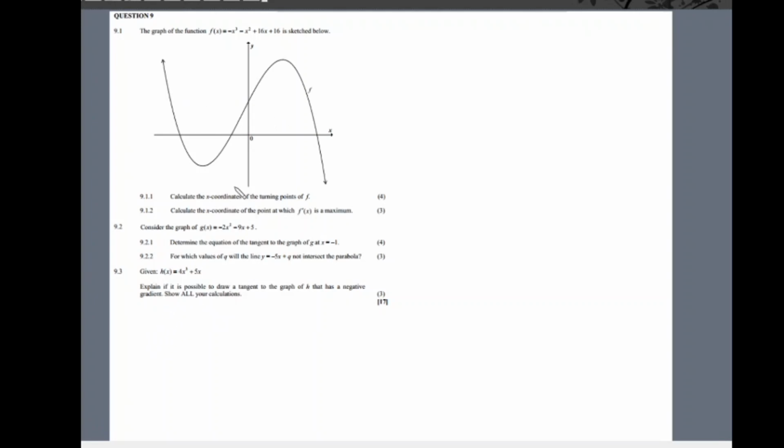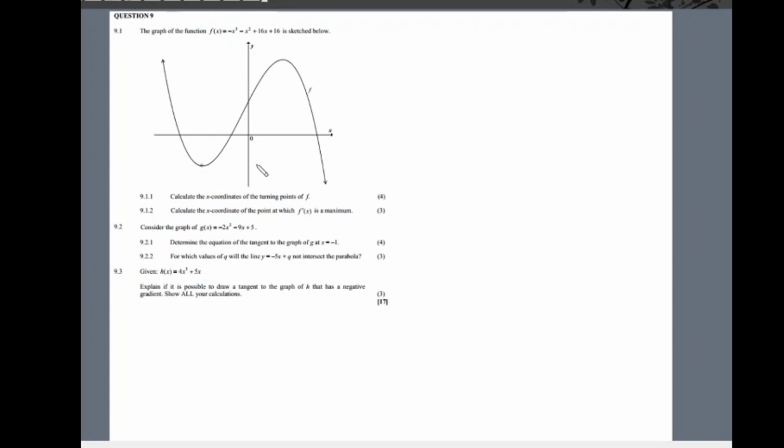If you are given a cubic function and asked to calculate the turning points or stationary points, you should know that at some point you need to differentiate, right? The whole purpose of differentiating is to calculate the gradient of a function at a point. So if we want to calculate the turning points, we know that at the turning point the gradient of that function should be 0.